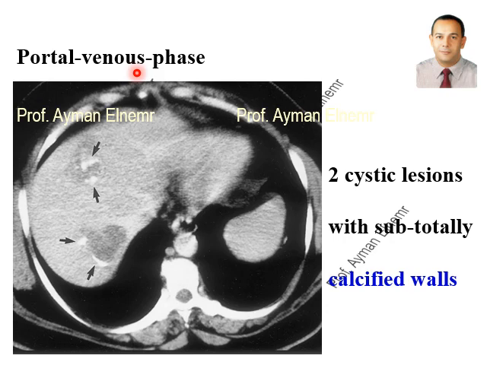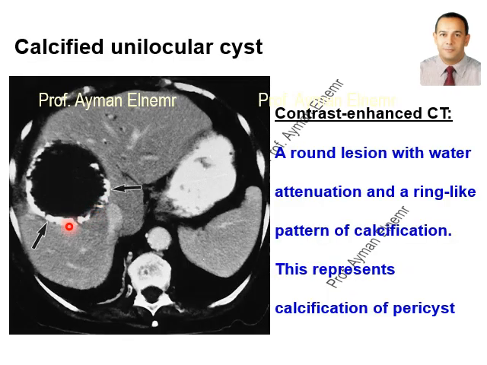In the portal venous phase, we can see two cystic lesions with subtotally calcified wall. This is a contrast enhanced CT showing a round lesion with water attenuation and a large ring-like pattern of calcification, and this represents a calcification of the pericyst.